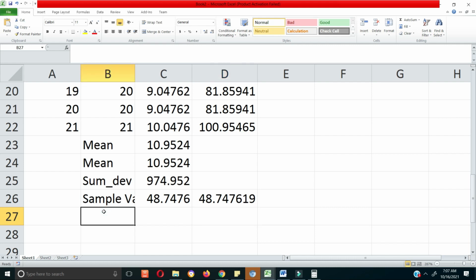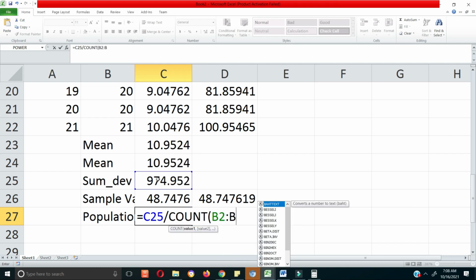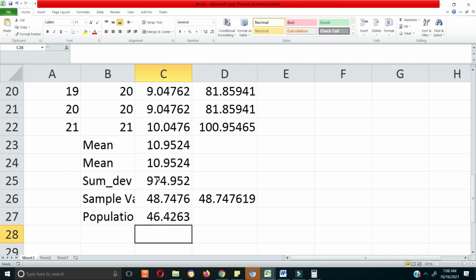Then you could do the population variance. The population variance is going to be the sum of these deviations over count B2 to B22. Gives you that value. So in general, you should have a lower population variance than a sample variance, because the denominator in the population variance is going to be smaller by 1.